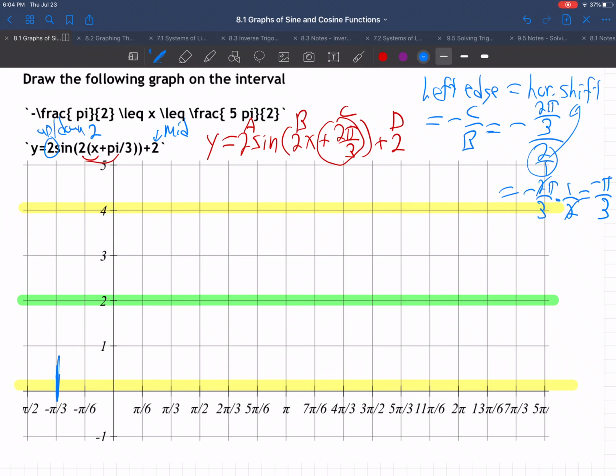So that's here. So now, in fact, I'm just going to say this is the left edge of the box. I've got the left edge of the box. All right, so we got the left edge right there. Left edge, negative pi over 3. That's the left edge, the horizontal shift. Now we just need the right edge, and then we stick our graph in the box.